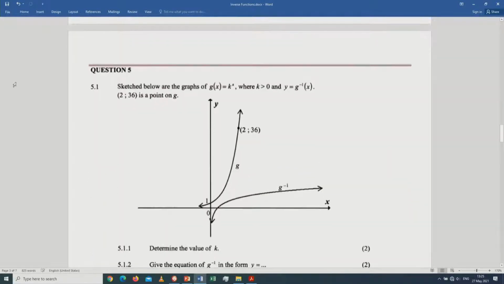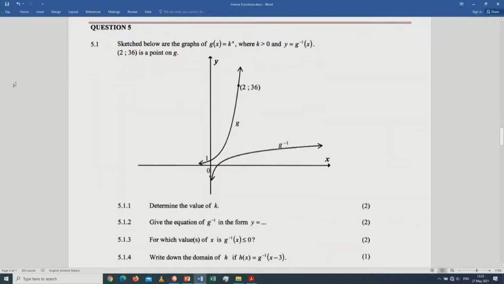Check this out. Here is another one, still on log and exponents. Sketched below are the graphs of g(x) = k^x, where k is greater than 0, and y is equal to the inverse. While this is drawn there, we have two graphs, the exponential and its inverse. You are also given a point (2; 36).